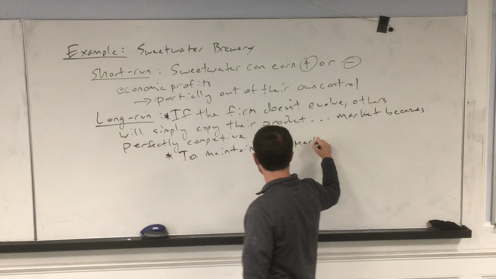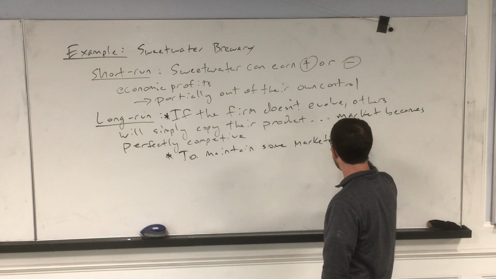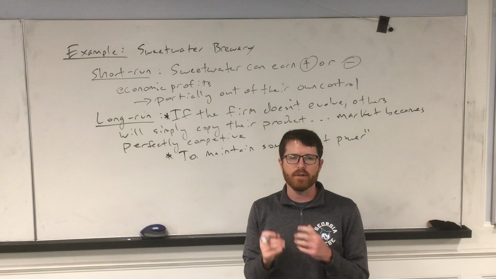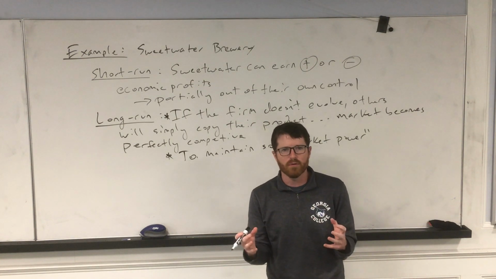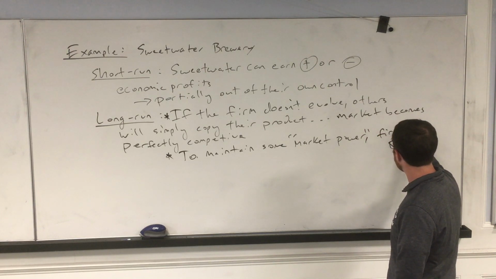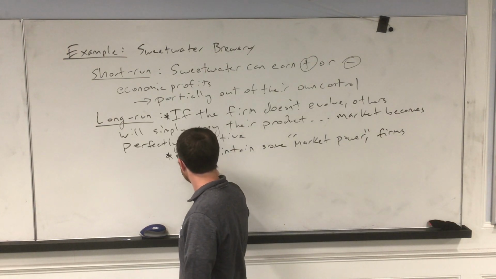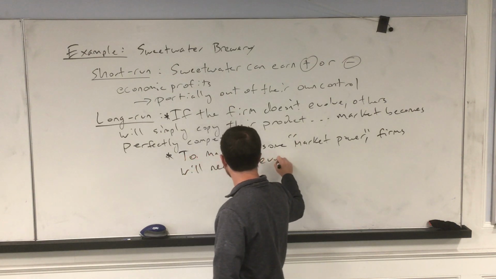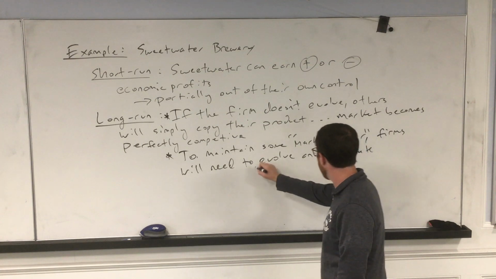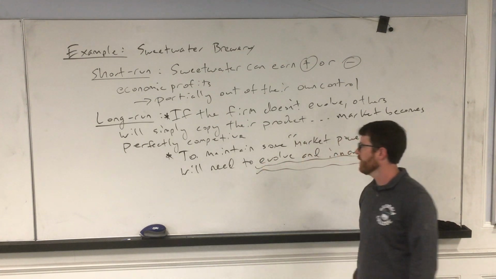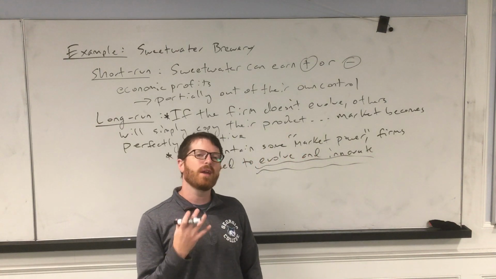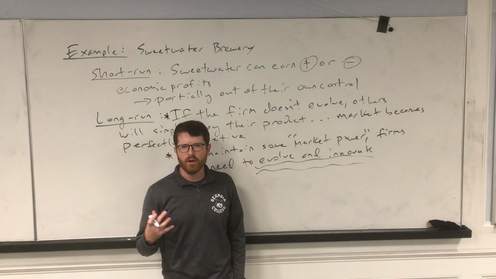So to gain or maintain some market power. When I say market power, I mean the ability to control the price, the ability to have special control over the market. So to maintain some market power, firms such as Sweetwater will need to evolve and innovate. All right? And that right there is a key thing to recognize. It shows you what these firms need to do, and it also will give you a hint about what types of markets are out there.